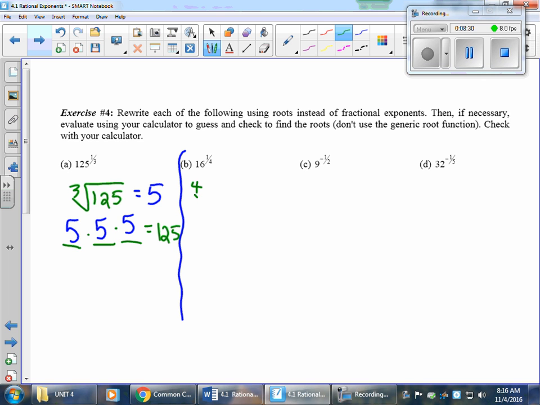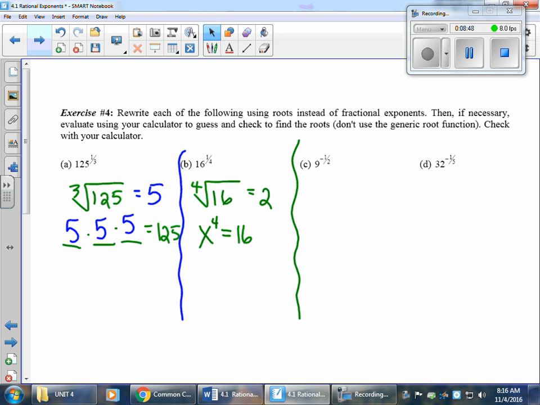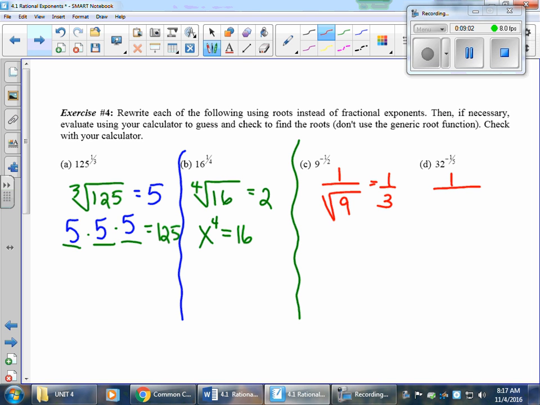B says the fourth root of 16. Again, what number multiplied times itself 4 times? So in other words, x to the fourth has to equal 16. What's x? x is 2. This is negative, so I know that means 1 over the square root of 9, which of course is 1 over 3. And this is negative, so 1 over the 5th root of 32.